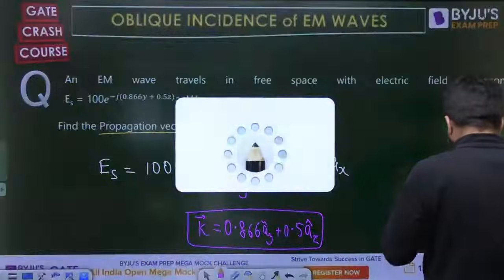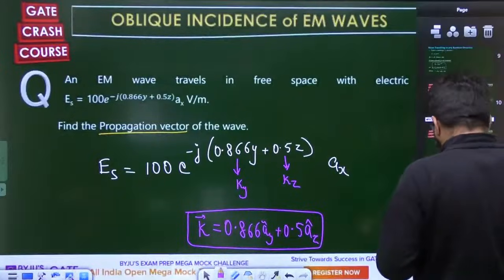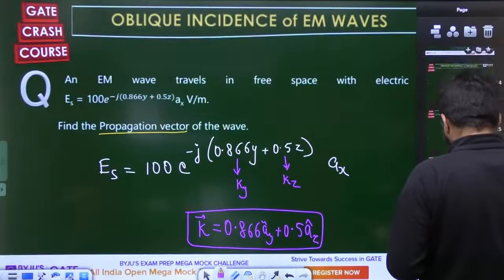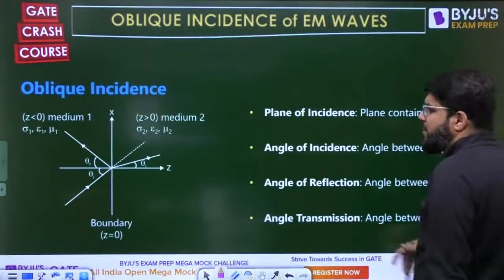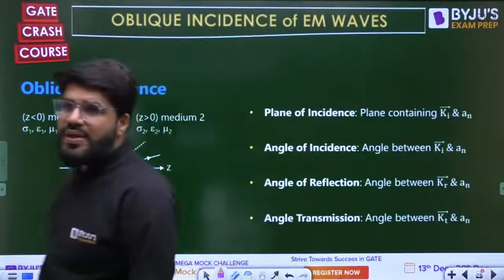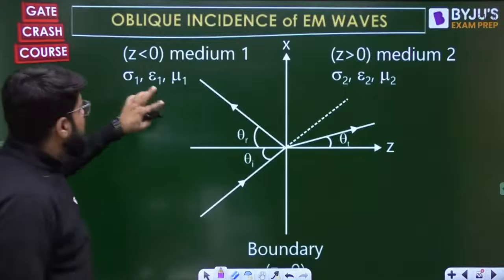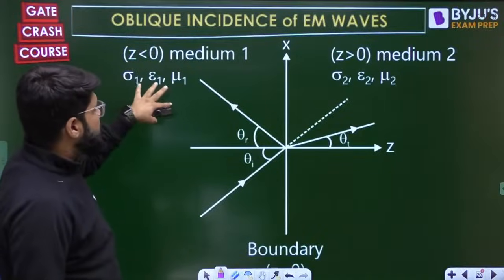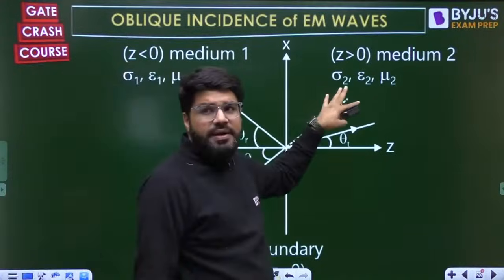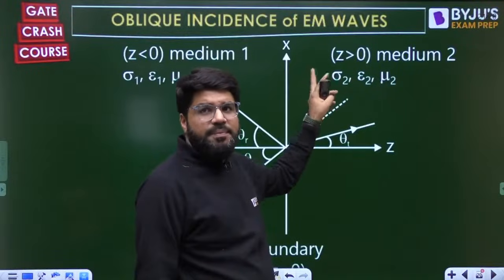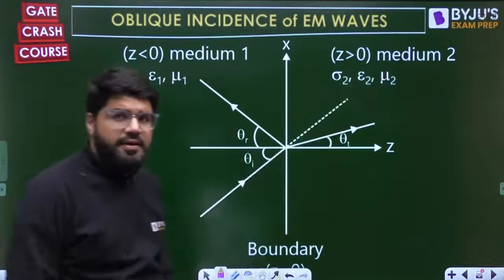Right. Now, if this is clear to you, I can go forward and talk about the oblique incidence case. Let us come back to this oblique incidence case. Once again have a look at the picture. Z less than 0 is some medium 1. Z greater than 0 is some medium 2. Medium 1 has the properties sigma 1, epsilon 1 and mu 1. Medium 2 has some parameters sigma 2, epsilon 2, mu 2. Conductivity, permittivity and permeability here, right?